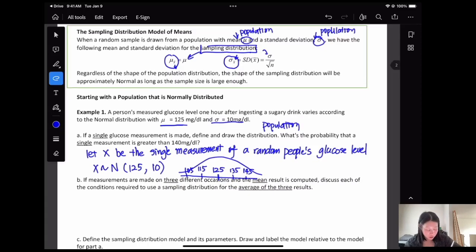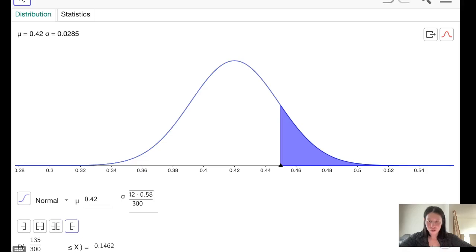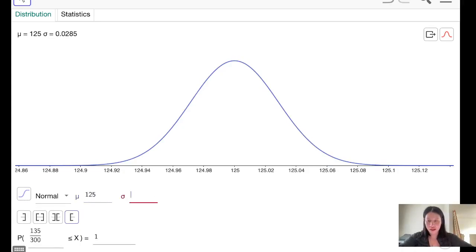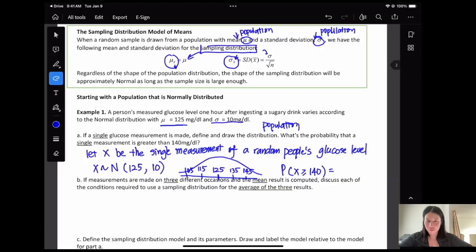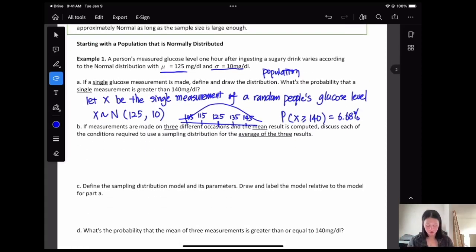And then we want to find the probability that a single measurement is going to be greater than or equal to 140. Now, we can use GeoGebra to help us find the solution. Here in GeoGebra, our mu is equal to 125 and sigma is 10, and we want x to be greater than 140. So the probability of being greater than 140, oh, not 150, 140, is equal to 0.0668. All right, so we can write this down. This is equal to 6.68%. You can write it in decimal form or percentage form, either way.